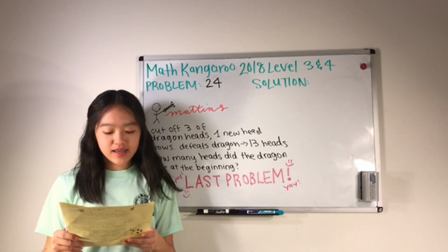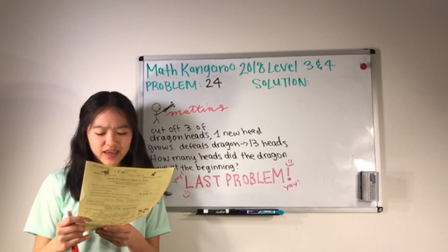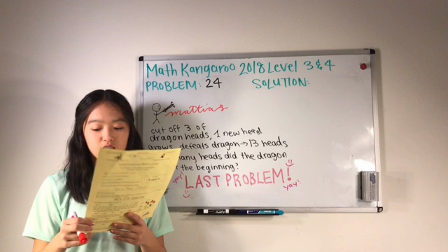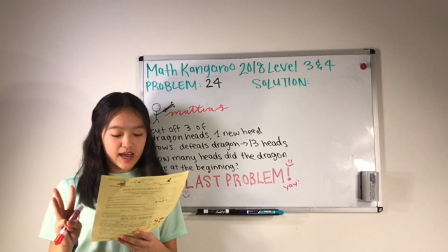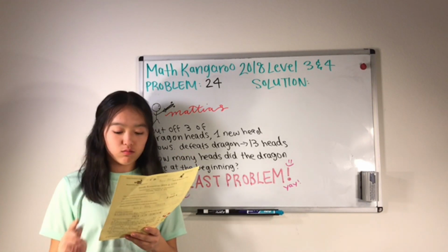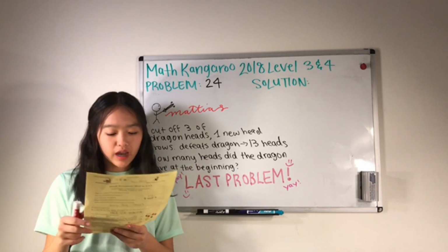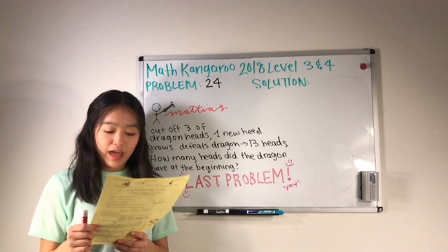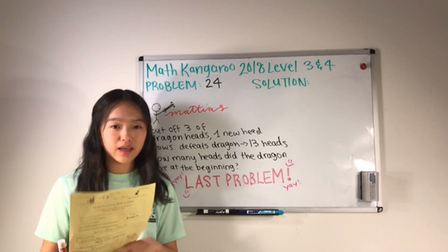Problem number 24 says, to defeat a dragon, Matthias has to cut off all the dragon's heads. If he cuts off 3 of the dragon's heads, 1 new head immediately grows. Matthias defeats the dragon by cutting off 13 heads in total. How many heads did the dragon have at the beginning?